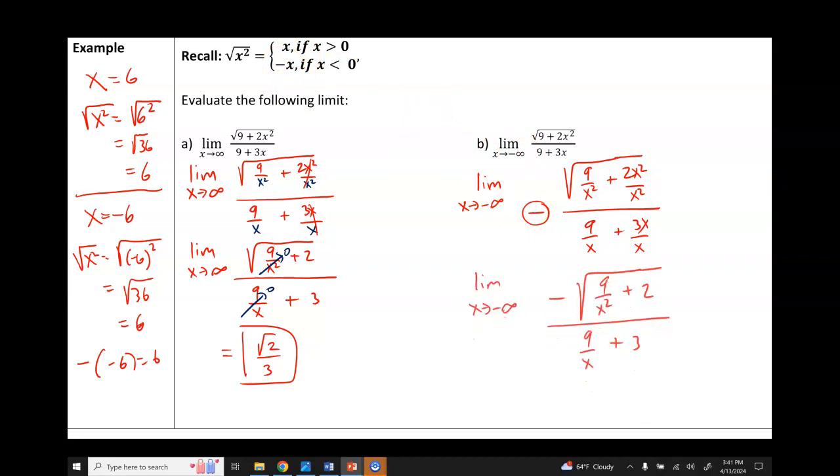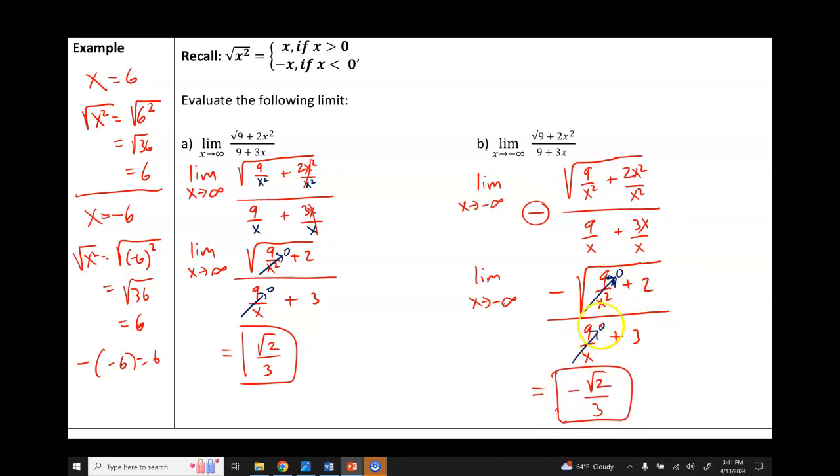And the same thing happens. You have a negative radical 9 over x squared plus 2 over 9 over x plus 3, same thing as before. These are going to be zeros, so the only difference is that instead of a positive, we get a negative radical 2 over 3, which kind of makes sense, right? If x is positive, we have a positive radical 2 over 3, and if x is negative, then we have a negative radical 2 over 3.